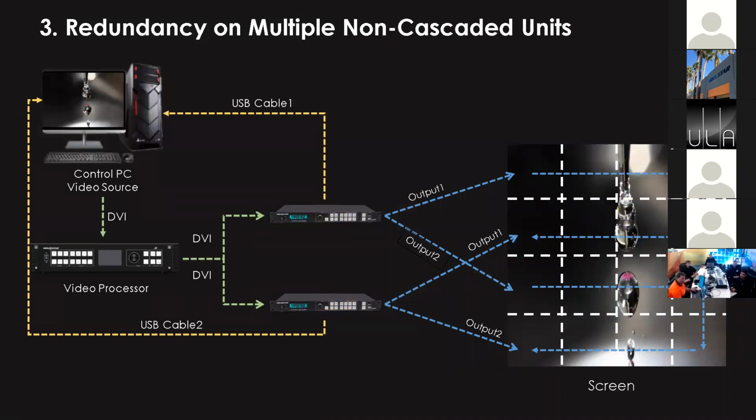And the third control method is redundancy on multiple units, where all units are non-cascaded with USB cable. Both devices connect to the PC separately, and the hardware connection is shown like this. It's also exactly the same video source from the PC to both controllers, but the USB cable goes from each one to the control PC.